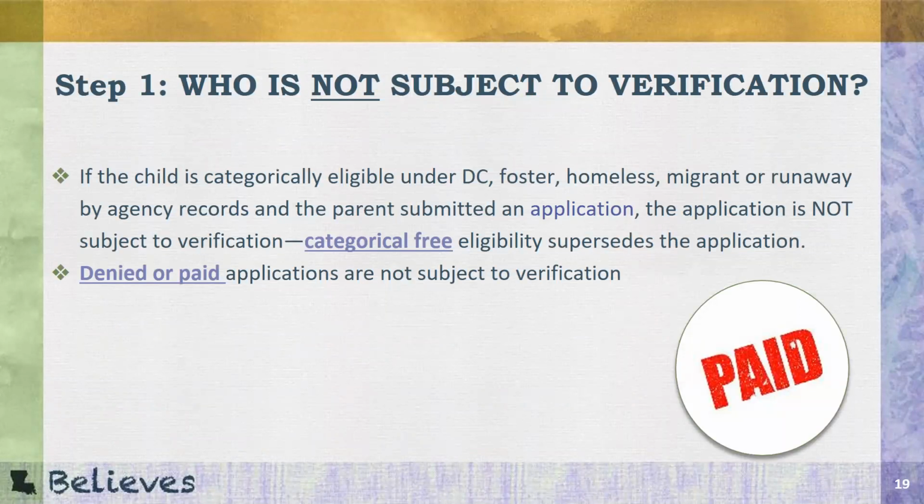If the child is categorically eligible under direct certification, foster, homeless, migrant, or runaway by agency records, and the parent submitted an application, the application is not subject to verification. Categorical free eligibility supersedes the application. Denied or paid applications are also not subject to verification.